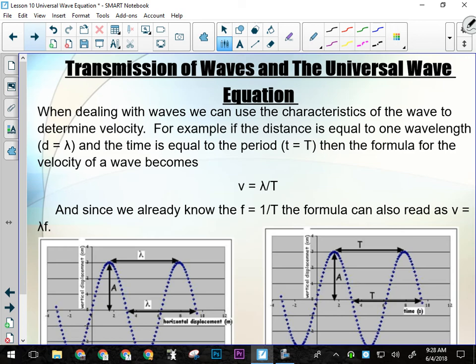When we're dealing with waves, the characteristics of the wave we want to use would be speed, wavelength, and period, or speed, wavelength, and frequency. Most of the time, you will see the universal wave equation written like this: V equals F, frequency, times wavelength, lambda. That's the way it's written on your formula sheet. It can also be written like this, because obviously F is 1 over T. So this would be lambda over T instead of lambda times F. We're just saying F is 1 over T.